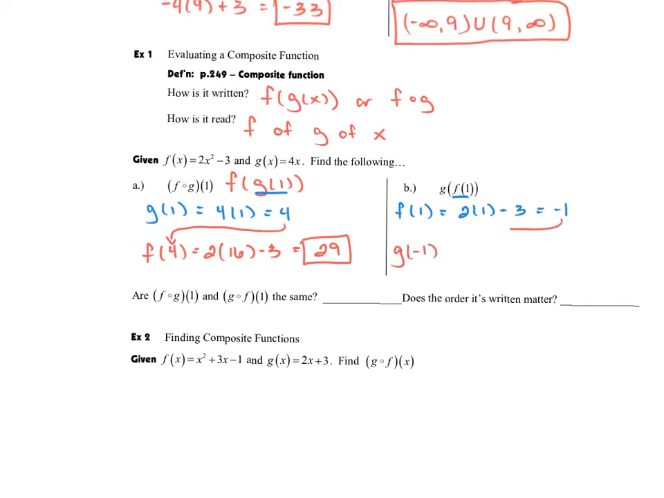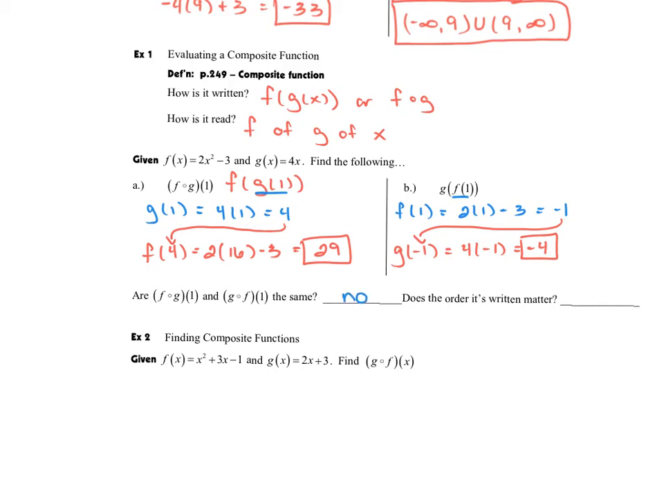Remember, we're just taking our prior answer and subbing it in. So now if I do my g of -1, I'm going to have 4 times a -1, or in other words, a -4. So you'll notice that all I did on these two problems was reverse the order of the composition, but I got dramatically different answers. So to fill in our blanks down below, where it says, are f of g of 1 and g of f of 1 the same? And the answer is clearly a giant no.